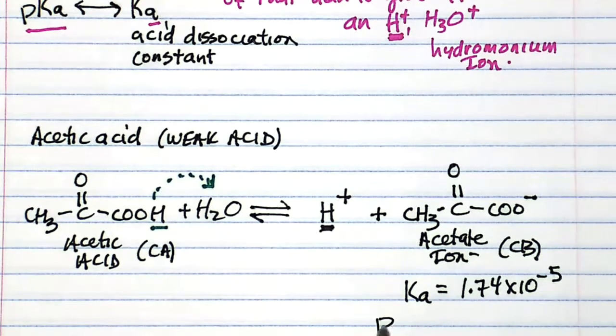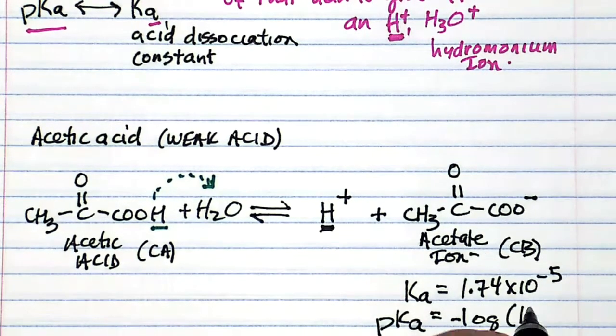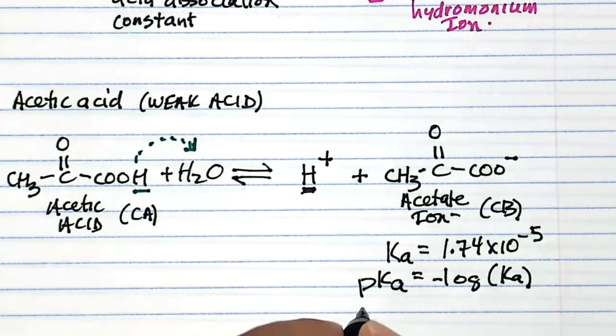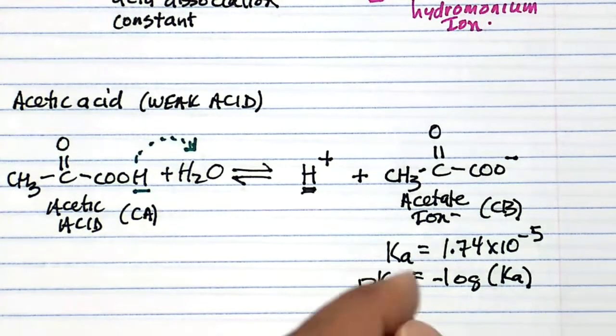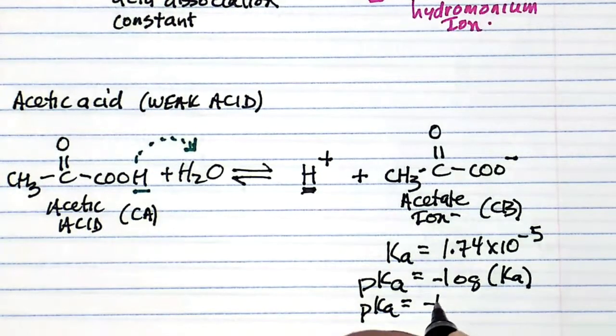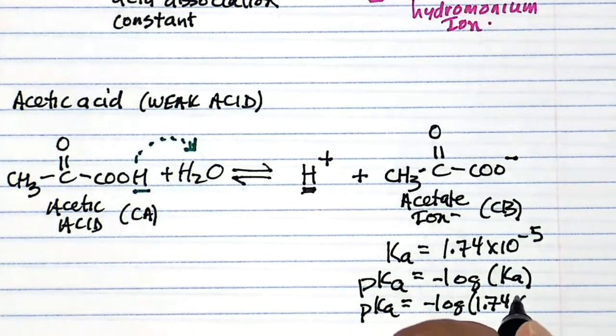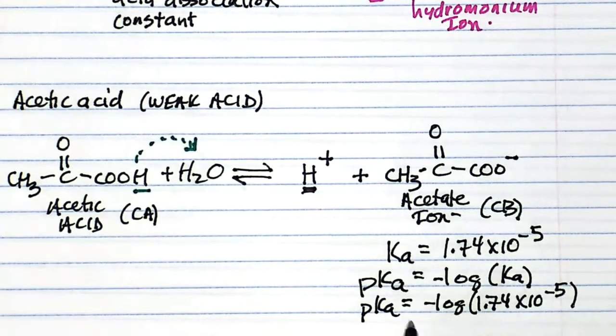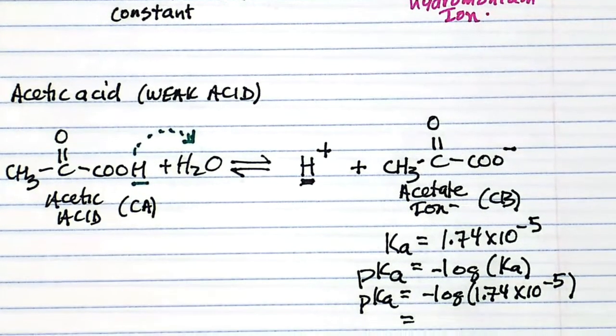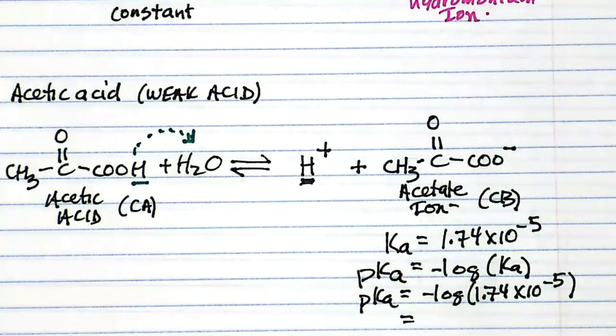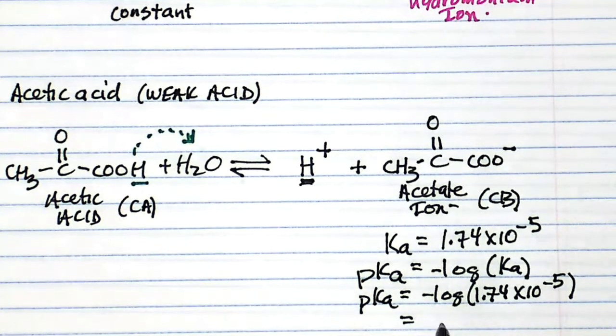The pKa value, which is the jargon that we are going to familiarize ourselves with, is nothing more than the minus log of your Ka value. All right? So if you do that math, the pKa of acetic acid, this proton of acetic acid, will be nothing more than minus the log of 1.74 times 10 to the minus 5. And when you do that math in your calculator, you get a value of 4.76.